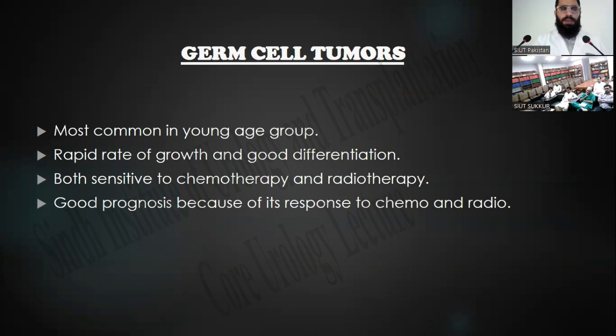The germ cell tumors are most common in young age group. These have rapid rate of growth and good differentiation. These are both sensitive to chemotherapy and radiotherapy, and prognosis is good because of its response to chemo and radio.